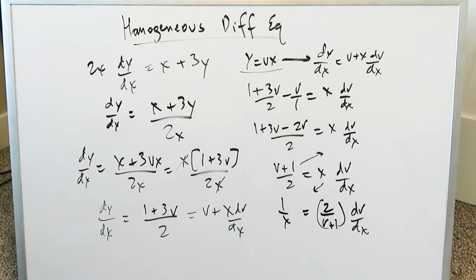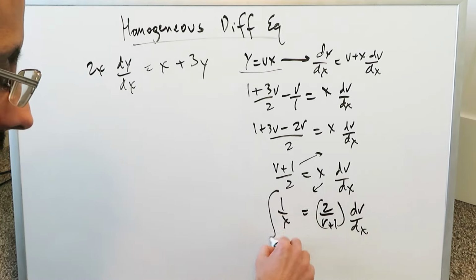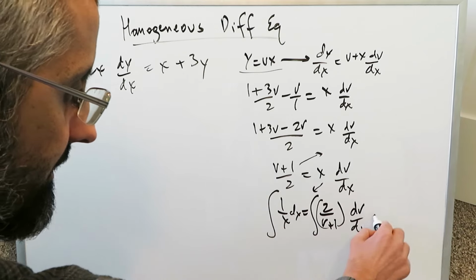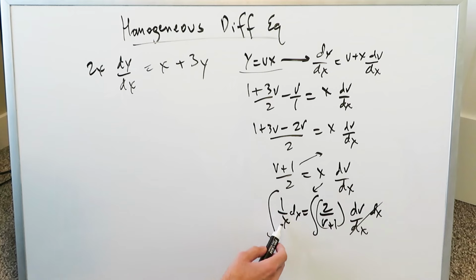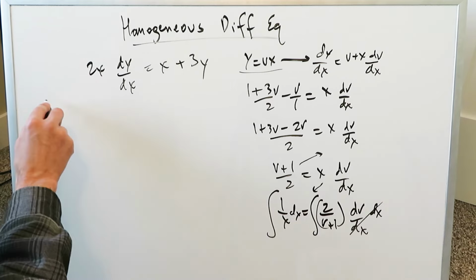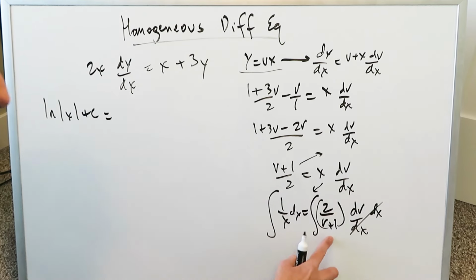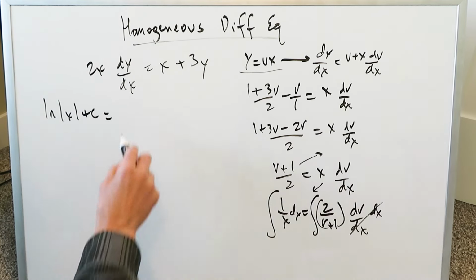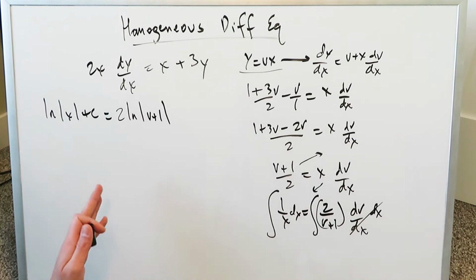And let's do that. I'll just create some space right over here and we'll then integrate this. You'll integrate this, you'll have a dx, you'll integrate this, you'll have a dx here. These will cancel out. When you're integrating the 1 over x in terms of its antiderivative, you're getting natural log x plus c. When you're doing this, 2 over v plus 1, it's not hard. You can just do 2 natural log v plus 1, right? That's exactly what you have.